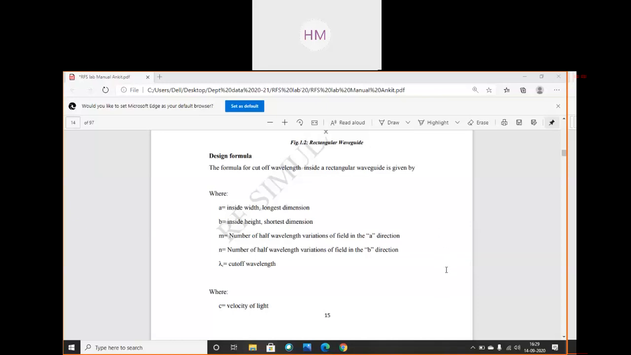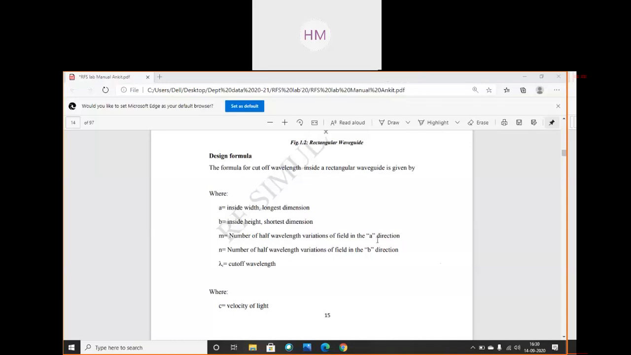So lambda c is my cutoff wavelength. In lambda c you have to write the subscript mn, which is equal to 2 upon under root m by a squared plus n by b squared. Is this equation clear? Have you written this equation in your copy? Because we are writing the designing steps.